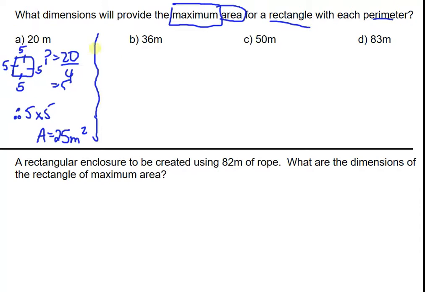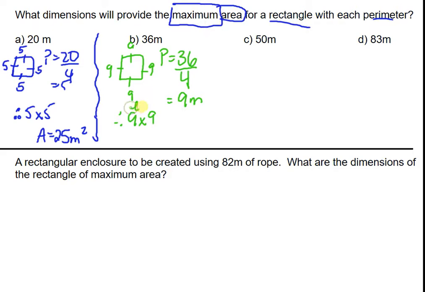Okay, let's do the next one, 36. We know that in order to maximize the area, we're looking at a square. So the perimeter is 36, and let's divide that by 4 in order to get each side length. So we get 9, and that's in meters. So each side length is 9. So the dimensions are going to be 9 by 9. So the dimensions are length and width. And if you did the area, 9 by 9 is 81 meters squared.